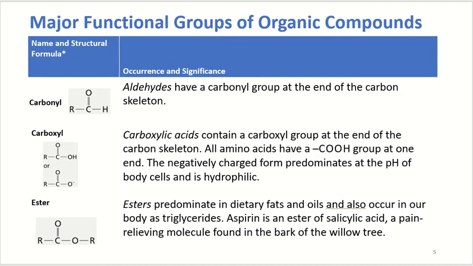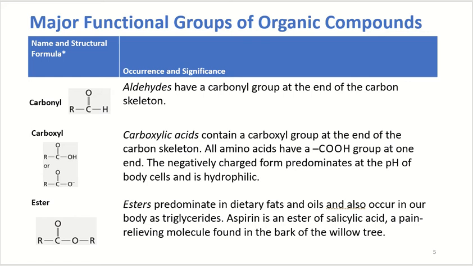Another carbonyl that we have is the aldehydes. We have the ketones and the aldehydes. Aldehydes are going to have a carbonyl group at the end of the carbon skeleton. You can see here, that R is where you'd attach to whatever random carbon skeleton we'd have. Our carboxylic acids are going to contain a carboxyl group at the end of the carbon skeleton.